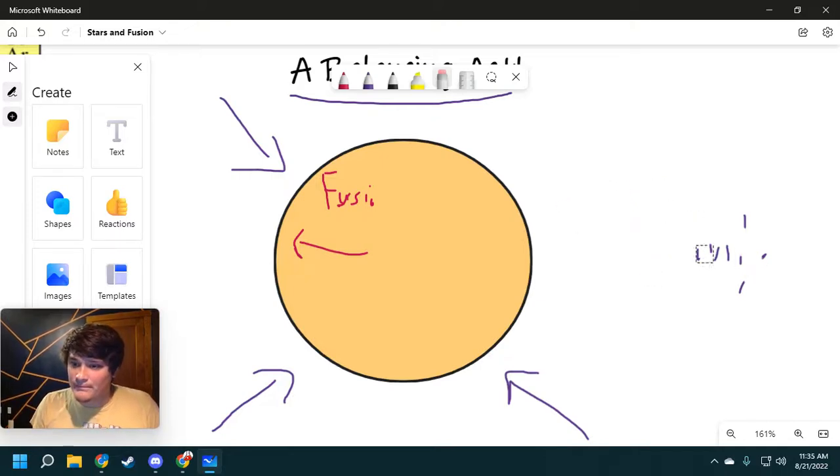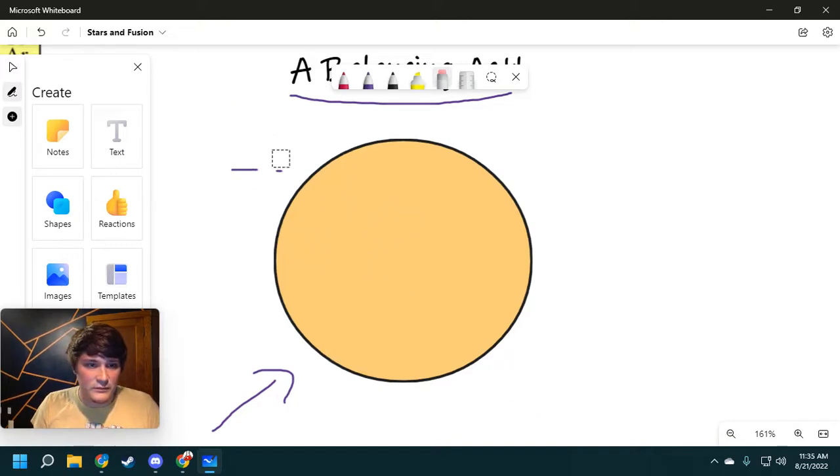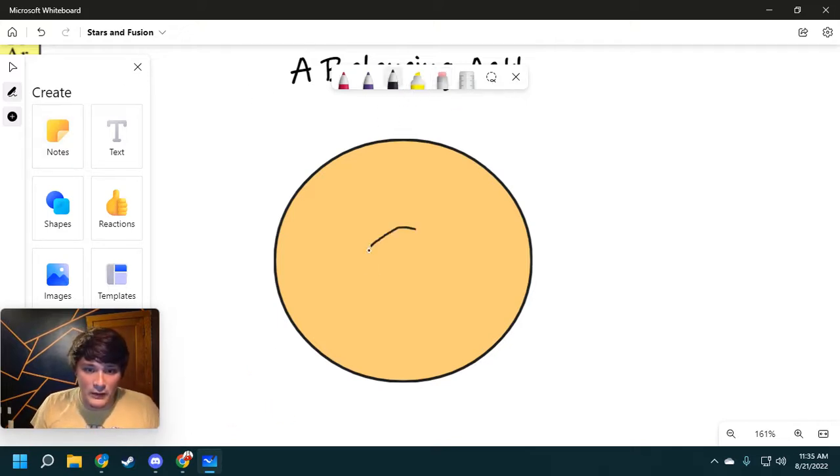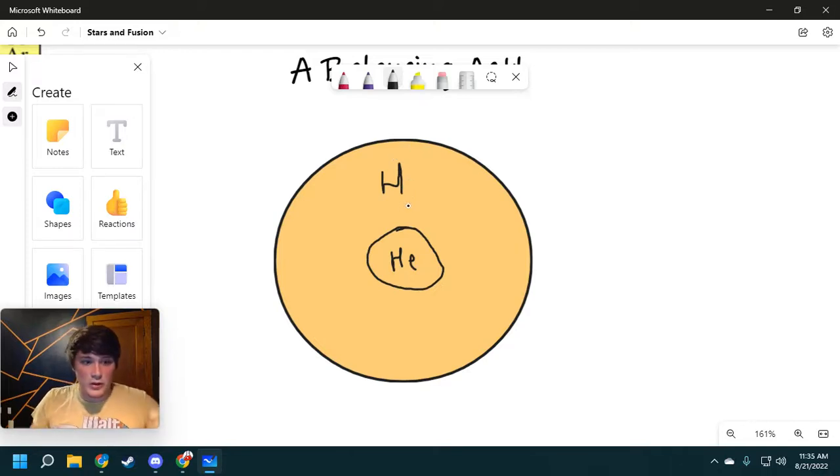Now, eventually, we get to the point where we have this next layer, right? A helium layer inside here, and our hydrogen layer inside here. Eventually, though, we're going to start running out of hydrogen because we're converting it all into helium. So we get to the point where eventually we're running out of hydrogen. It's become too much helium.